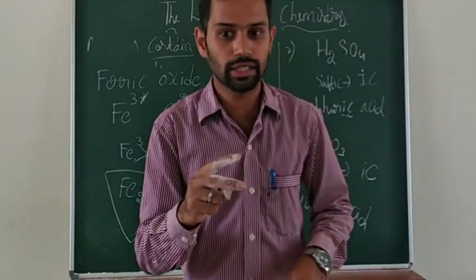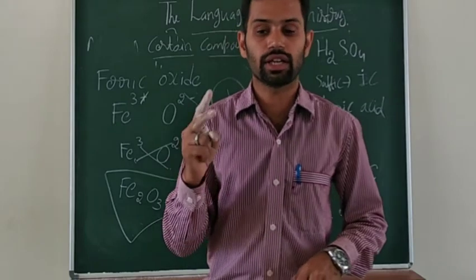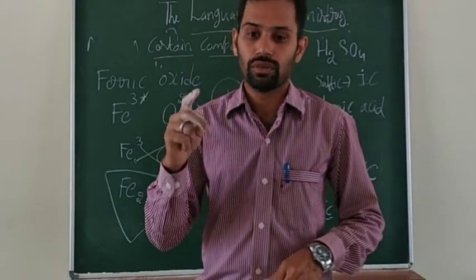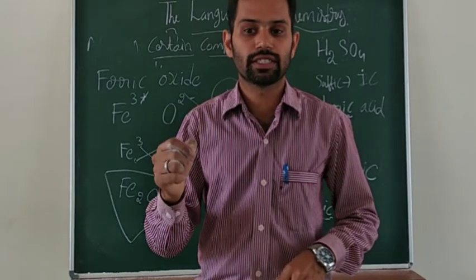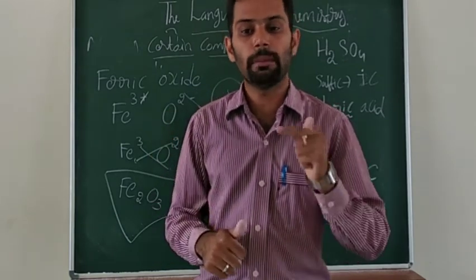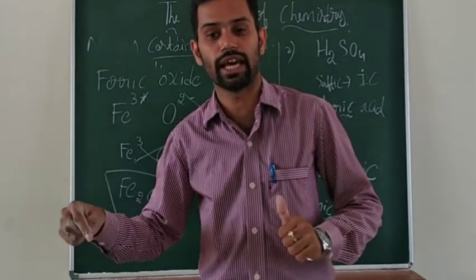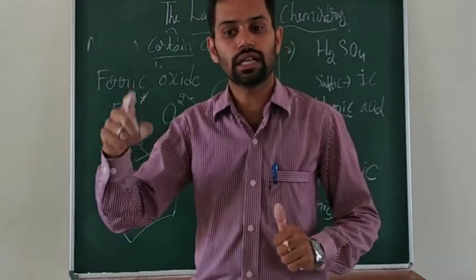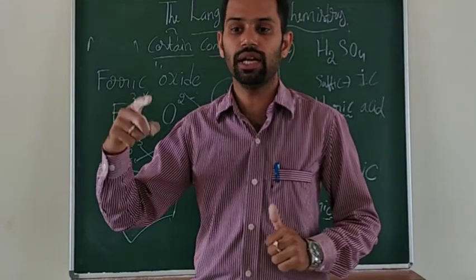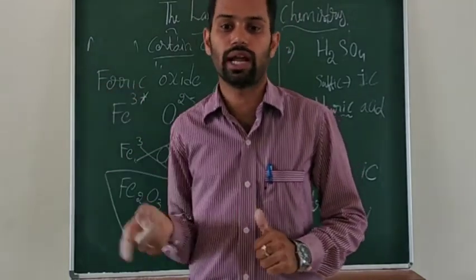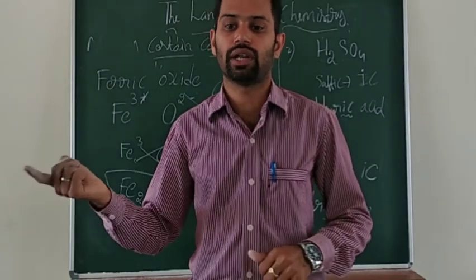When two non-metals are there, for example PCl3, we use the prefixes tri, tetra, penta. PCl3, 3 is there, that's why phosphorus trichloride. PCl5, phosphorus pentachloride.